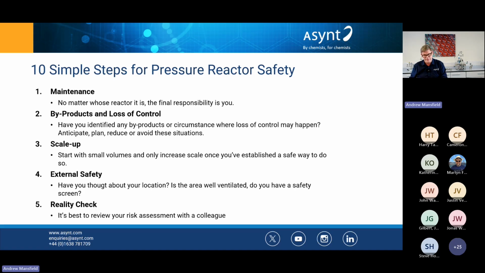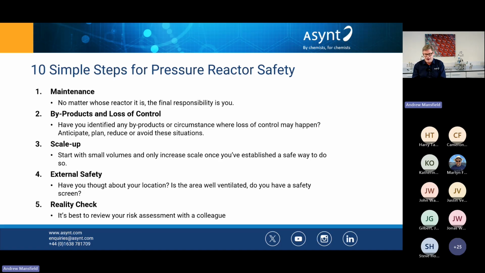Before we scale up any reaction, make sure that you run a small volume reaction first, and only increase this if you've really established a safe way to perform that. If need be, then running parallel reactions to get to your scales may be the safest way to scale up your reaction.